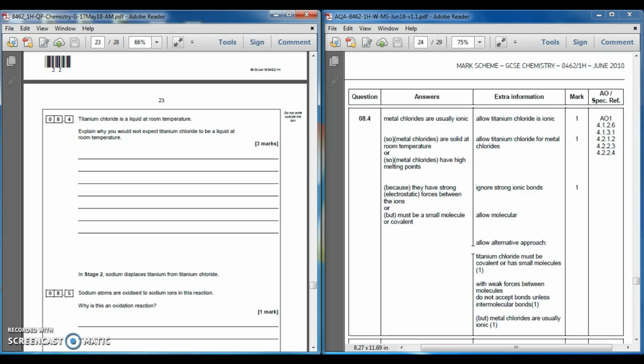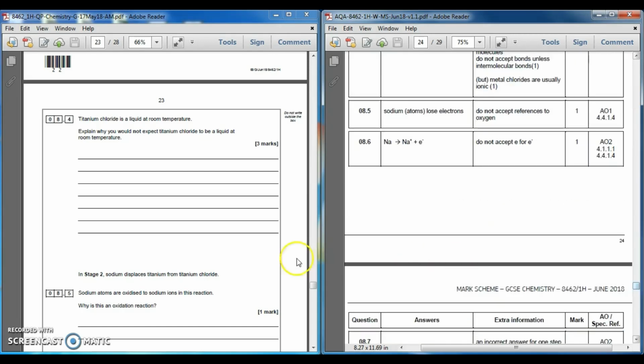Now, you could have got 2 marks going the other way around. If you said that titanium chloride must be simple covalent because it's only got small molecules, although they've got strong bonds between the actual atoms, the intermolecular forces could be weak, which means that then they'd be quite easy to separate, in which case they turn into a gas. But either way, it's not a liquid. So you could have said it either way around.